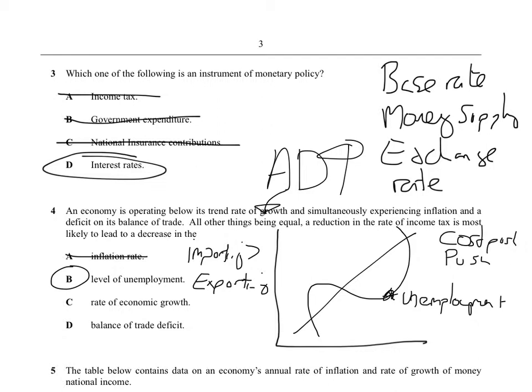Right? Is it going to decrease rate of economic growth? No. And is it going to decrease the balance of payment deficit? No, it will actually make it worse, because if we're spending more money, we might be buying more imports. Right, what they've done with this question is they've given you loads of information, and 90% of it means nothing. Really, they could cut all this stuff at the beginning, all of it, and just say, a reduction in the rate of income tax is most likely to do this, and that's it. It's all just there to scare.